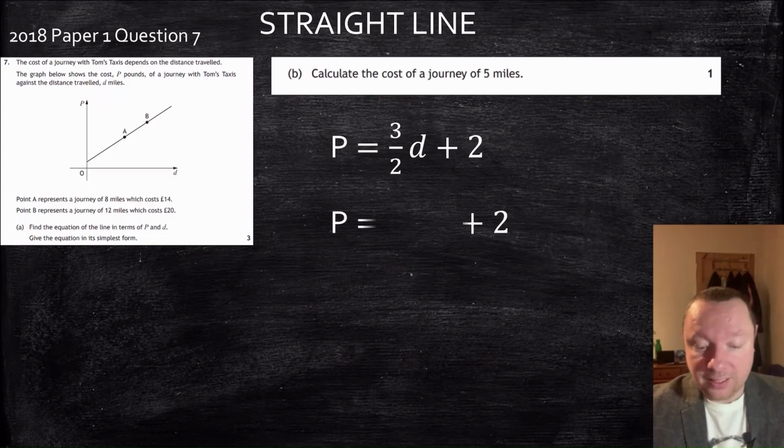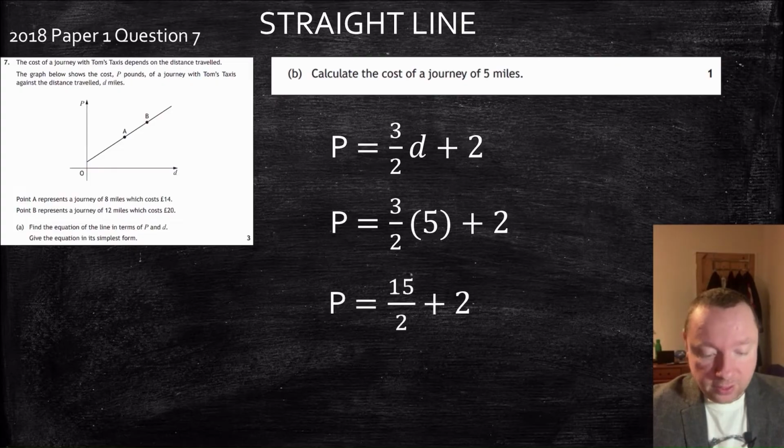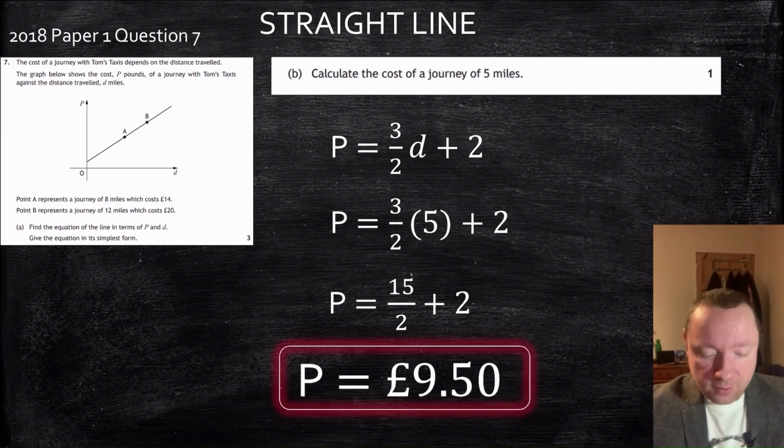5 miles, d is 5. So it's 3 over 2 times 5 plus 2. This is non-calculator, so you times by the numerator and divide by the denominator. 3 times 5 is 15, so we get 15 over 2 plus an extra 2. Now 15 divided by 2 is 7.5, plus an extra 2 is 9.5, so it's £9.50. Watch out again, 9.5 is the answer, but it's money, so I need 2 decimal places, £9.50.